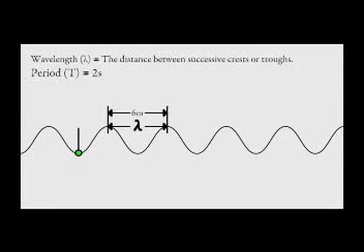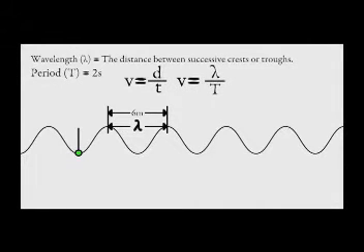So here's an interesting derivation. If we start with the formula v equals d over t, we know that the distance covered is a wavelength, and the time it takes to cover that distance is called the period. So now we have v equals lambda over T.